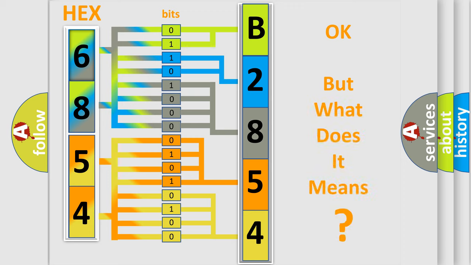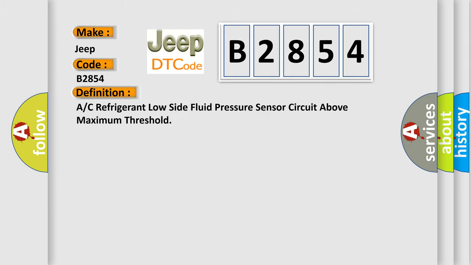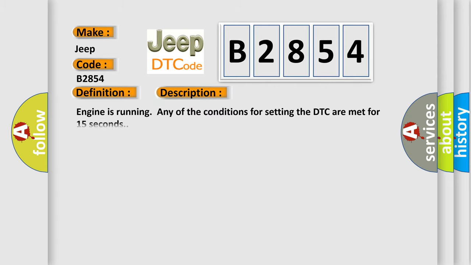The number itself does not make sense to us if we cannot assign information about what it actually expresses. So, what does the diagnostic trouble code B2854 interpret specifically for Jeep car manufacturers? The basic definition is: the refrigerant low side fluid pressure sensor circuit above maximum threshold. And now this is a short description of this DTC code.